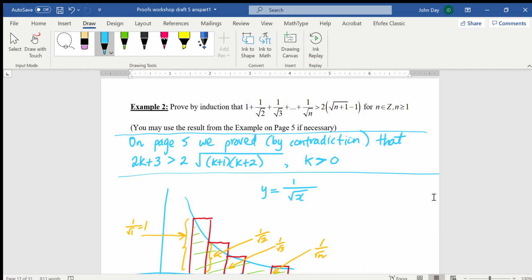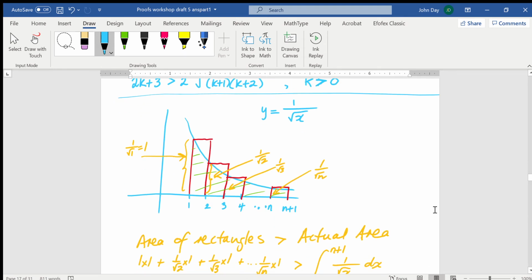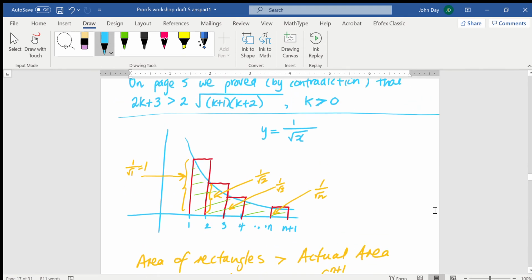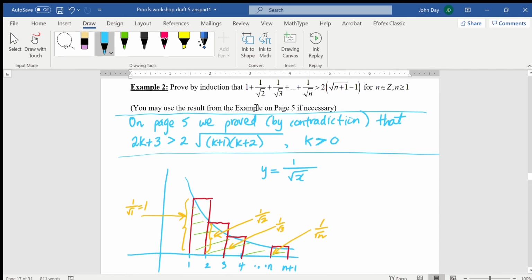First of all, the proof requires another little proof that we've already done by contradiction from page 5. So I've written that down in the blue between the lines there, between the blue lines. The second thing I was doing in the recording was explaining where this proof comes from. So it's 1 on root 2 and 1 on root 3 and 1 on root n.